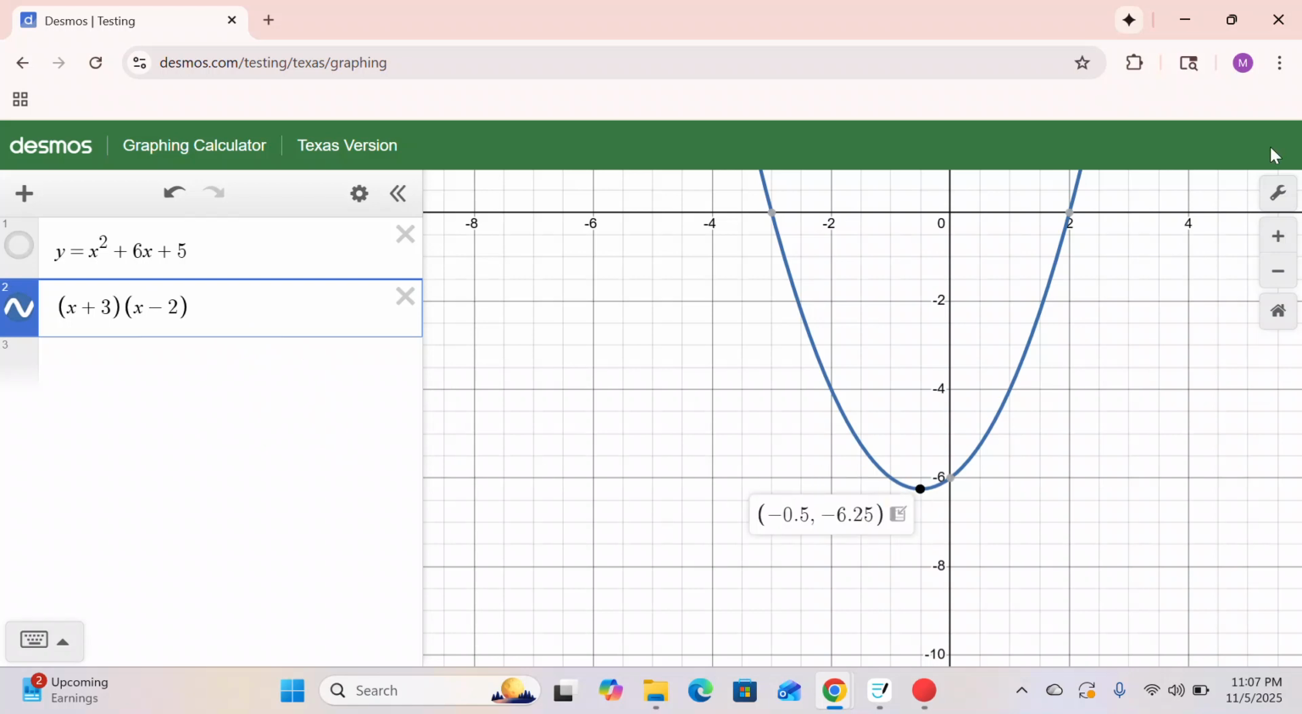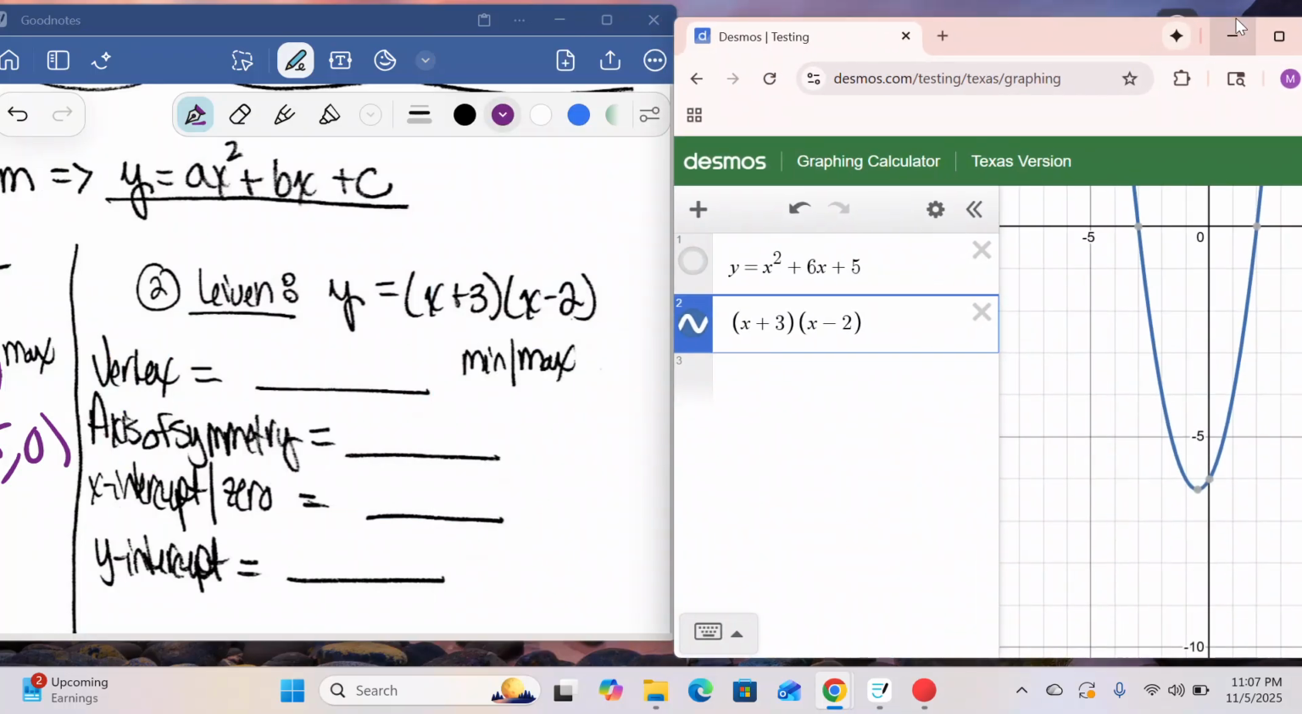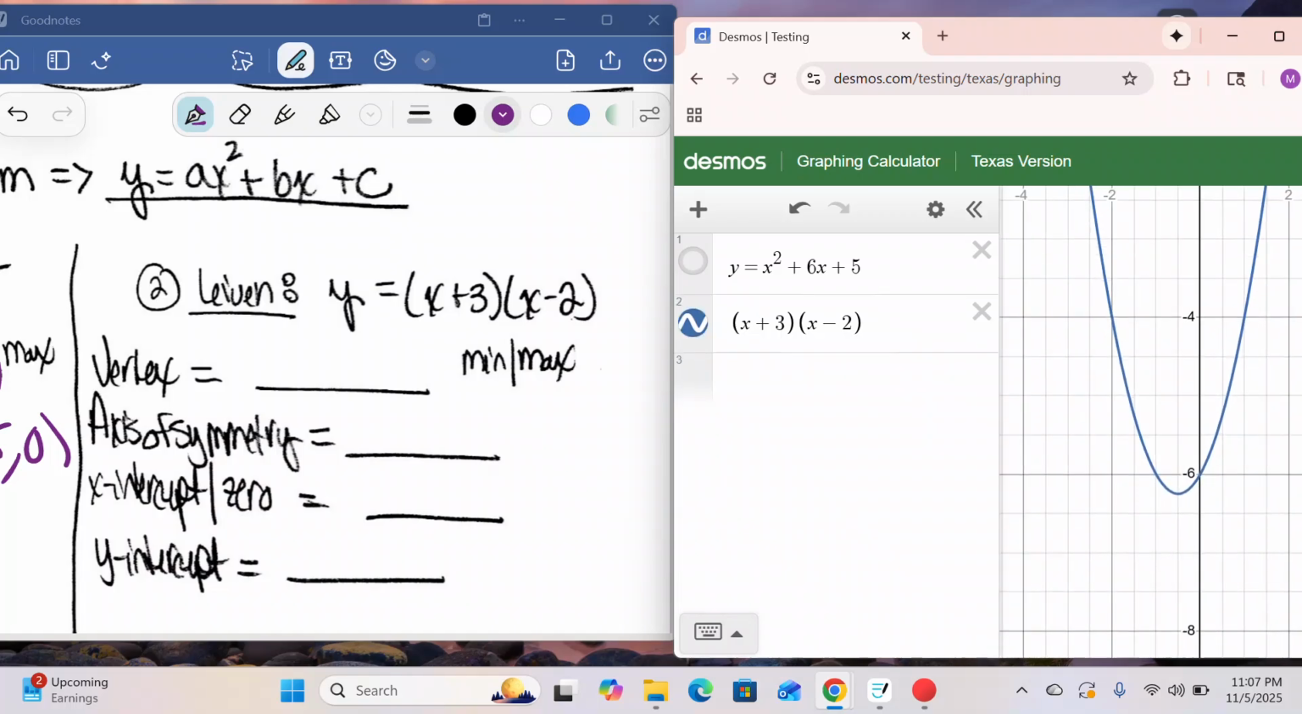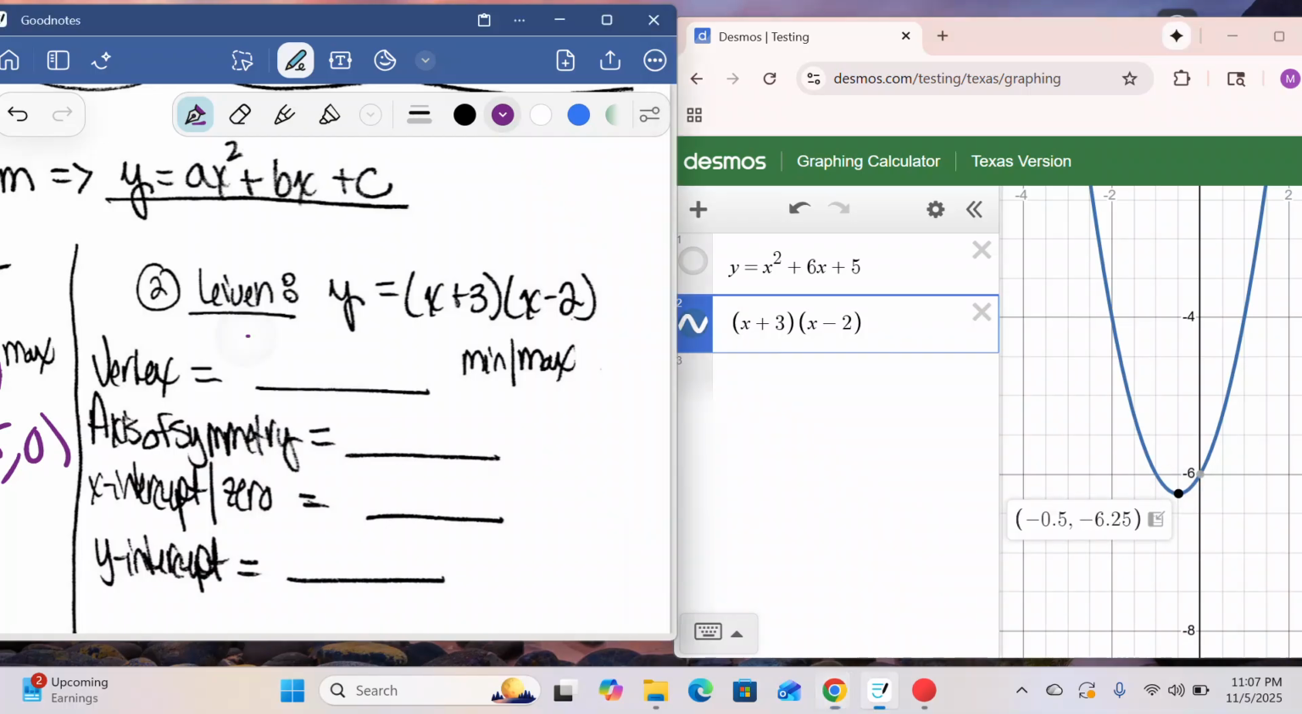What is my vertex? So I am going to shrink it, and it's going to be, what is my vertex? So all I have to do is hover over it. If I want to enlarge it, I want to shrink it, I want to make it bigger, I can. I go to the very bottom, and that right there is my vertex. My vertex is -0.5, comma, -6.25.